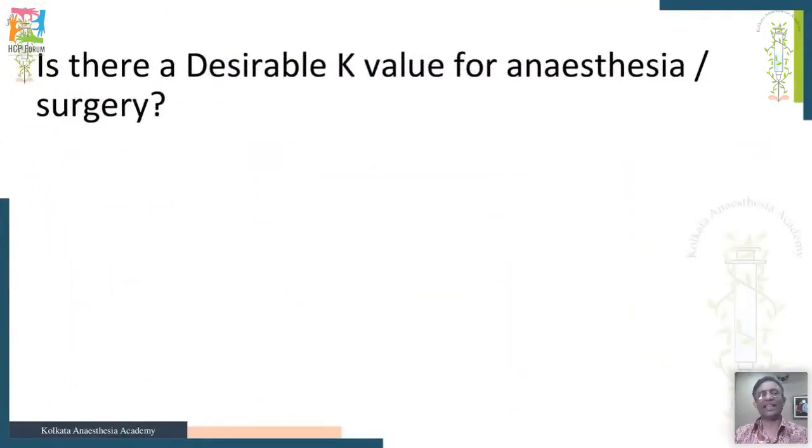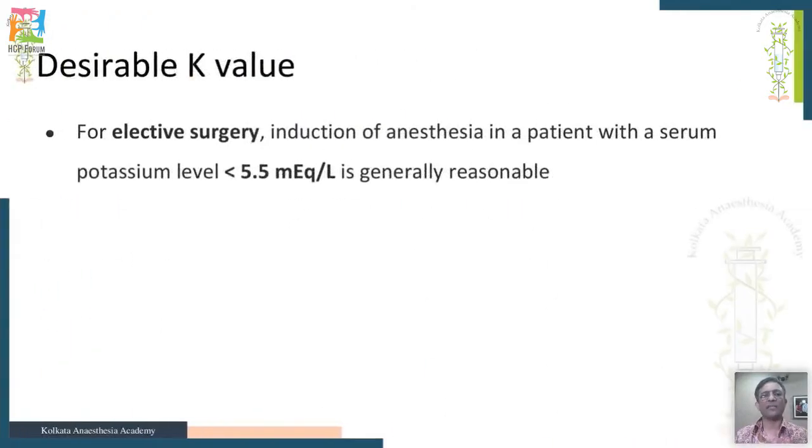So this, I think, is the answer everybody looks for. What is that potassium value at which I say, yes, go ahead for surgery? Or what is that potassium value at which I say, no, surgery cannot be done? I think we come to this. This is that 5.5 milliequivalent per liter. This is the high normal value.